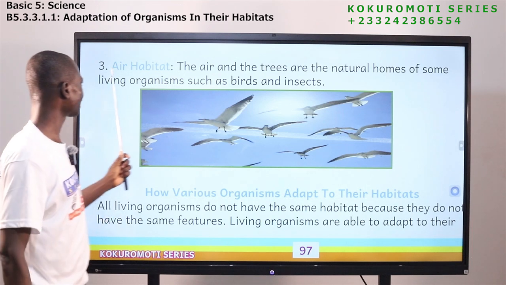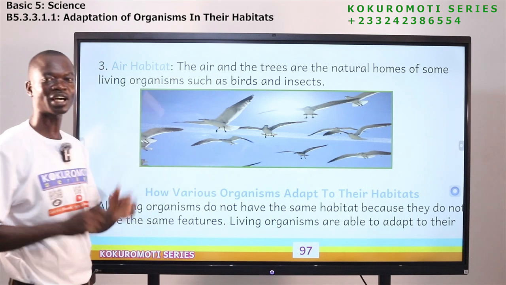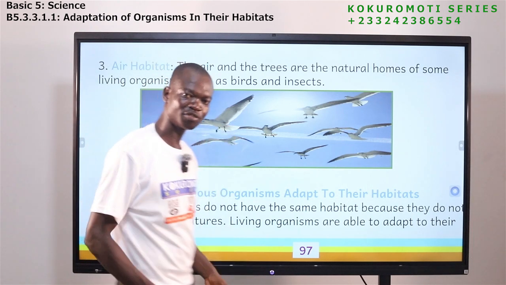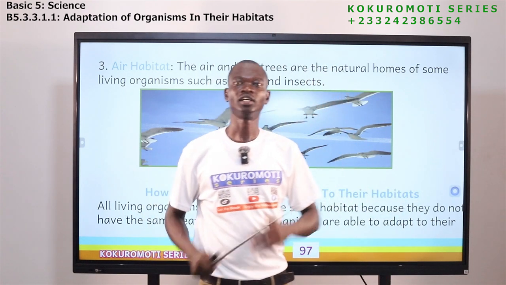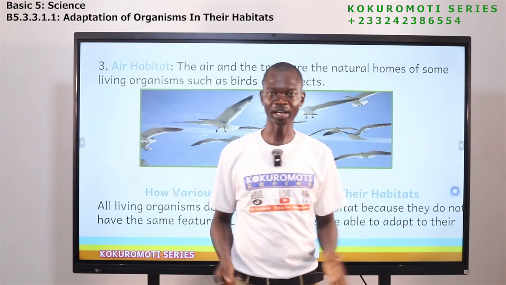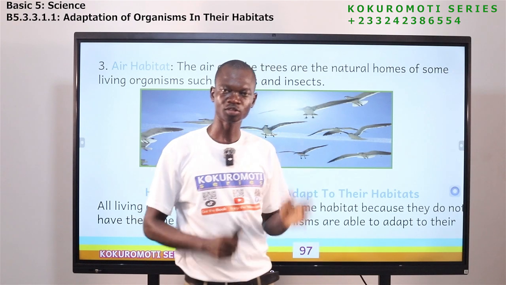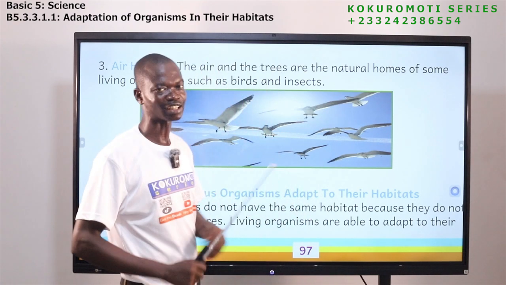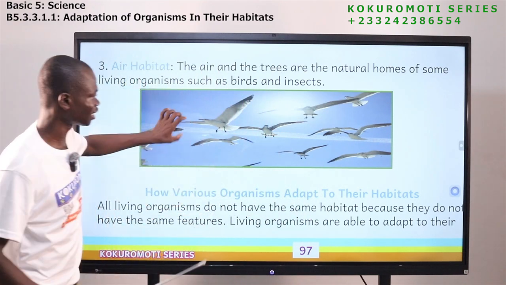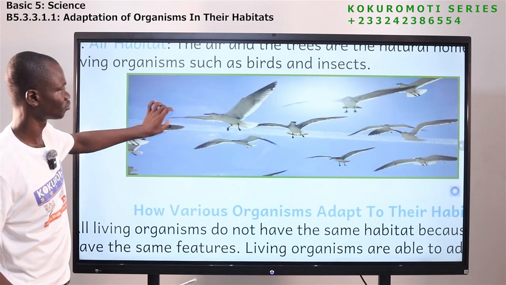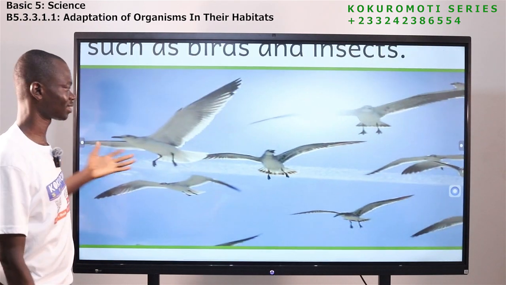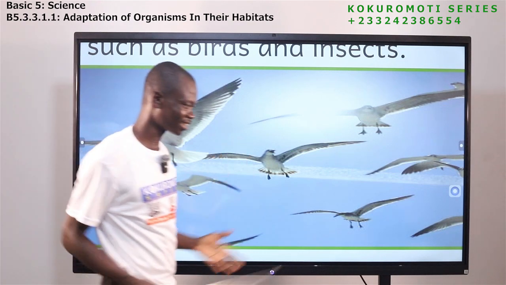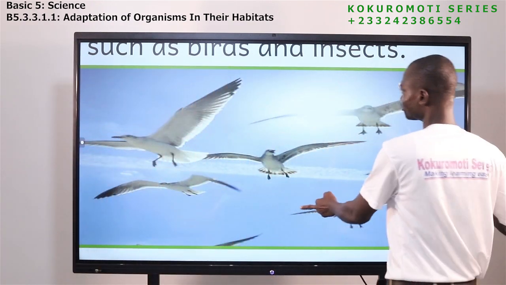Okay. Let's come to the next one. The last one, that is air habitat. So we have some animals too. They don't live in water. They don't live on land. You only find them in the air. You only find them in trees. So these animals, they have air as what? Their habitat. Now example is here. Look at them. Bears. So you see bears, they live in the air.